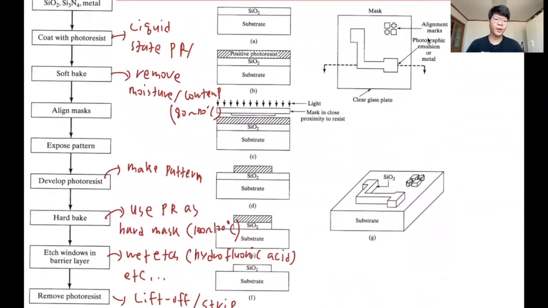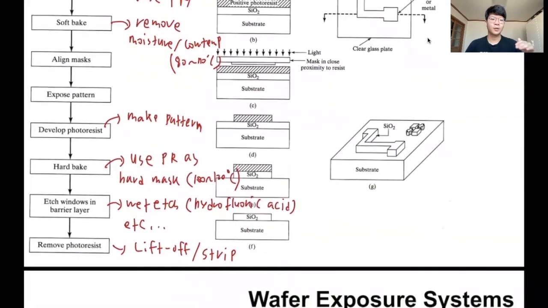After that, we hard bake. The reason we hard bake is different from soft bake. We hard bake to use the photoresist as a hard mask. So we make the photoresist thicker and harder for after processes like etching.